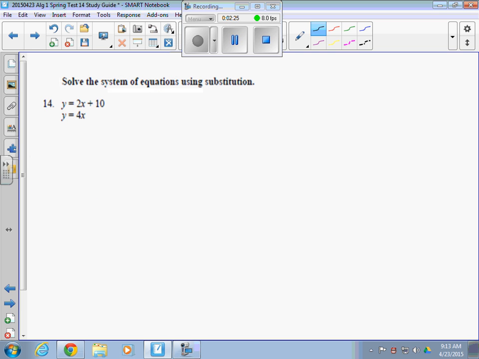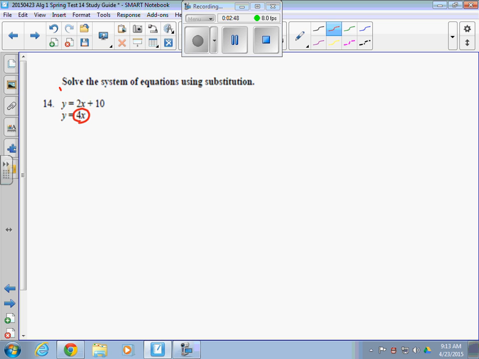Number 14 tells you to solve this one using substitution. Okay, this one's set up easier for substitution since both of your y variables are isolated. They're all by themselves. On top of that, the second equation, y equals 4x, only has one term in it. So that makes it even shorter and even easier to use substitution.